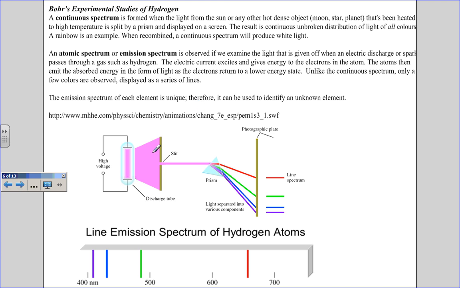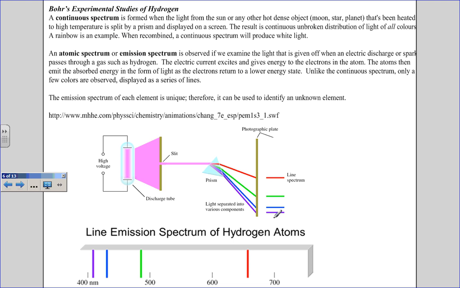Now, what we need to talk about is how this light is actually produced. And this is what Bohr was really trying to figure out. Now, how we refer to what is the result of the light passing through the prism, we call it a spectrum. So we call a continuous spectrum one where we have white light, or we have all the colors of the rainbow. So it basically blends from one color to the next, and that's why we call it continuous.